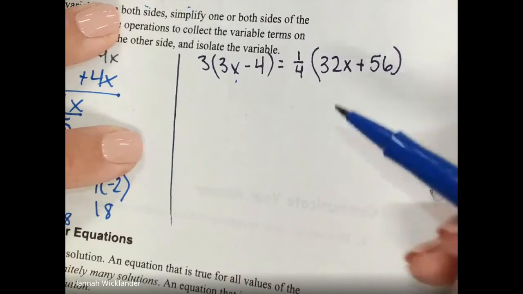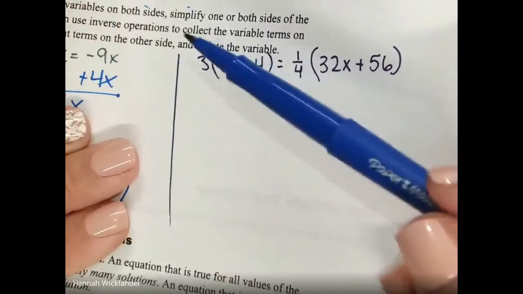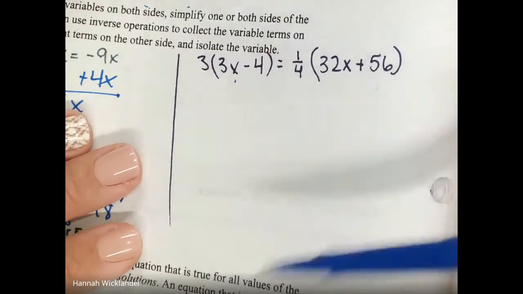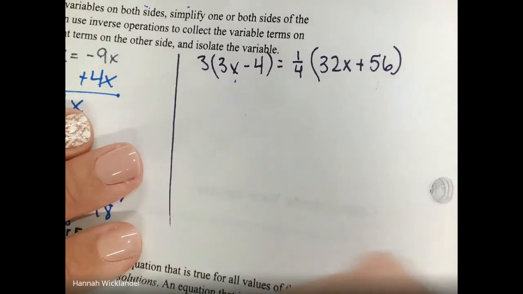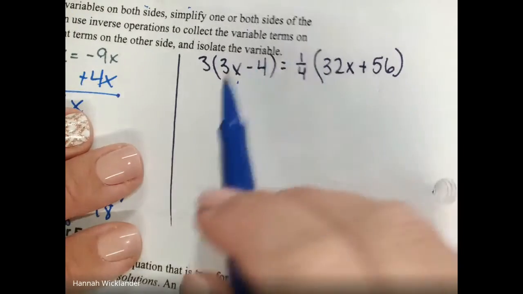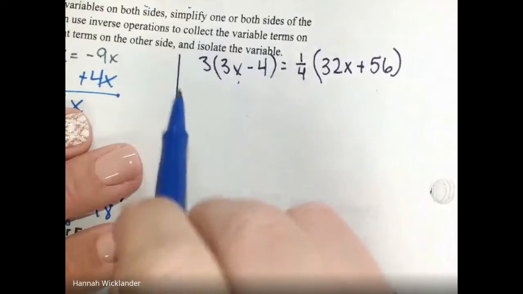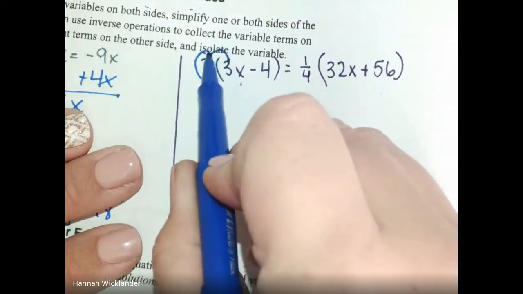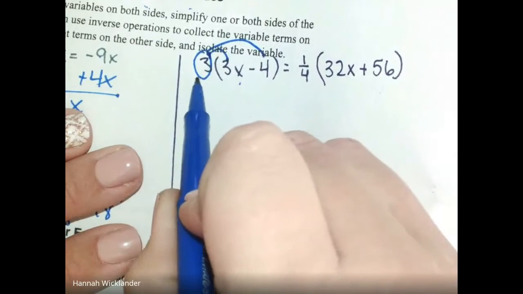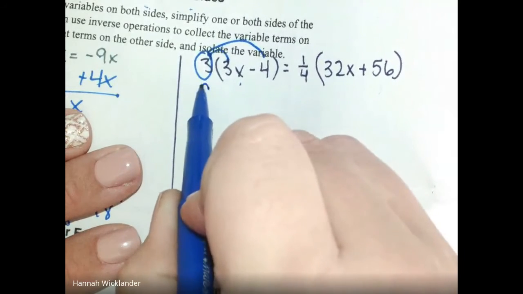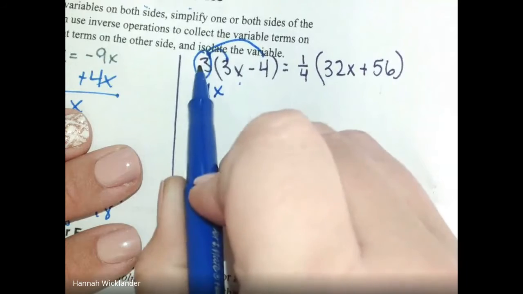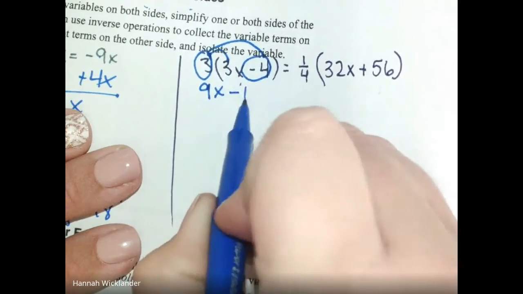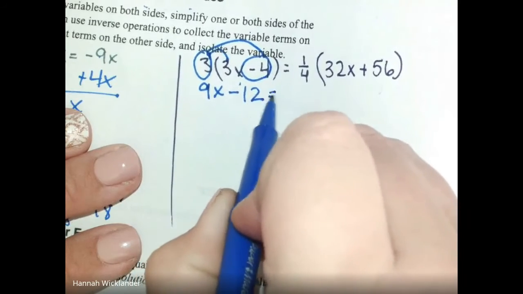Okay. Next one. Once again, we're going to solve the equation by simplifying, and then we're going to move all the variables to one side and the numbers to the other, and then solve. So first I'm going to simplify. Everything in the parentheses is going to get multiplied by 3. So 3 times 3x would give me 9x. 3 times negative 4 would give me negative 12.